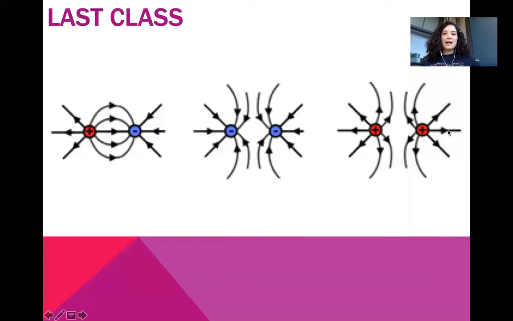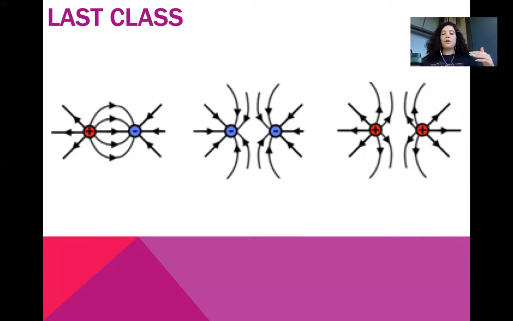Okay, so last class, we talked about the direction an electric field line flows. So remember that our electric field lines flow from positive charges towards negative charges. And remember that our field lines can never cross. They radiate outwards in all directions, not just a single direction.